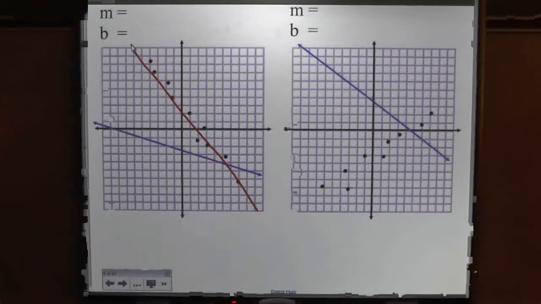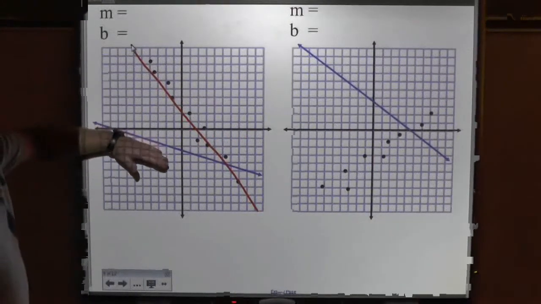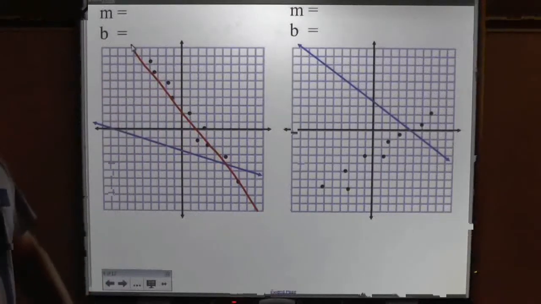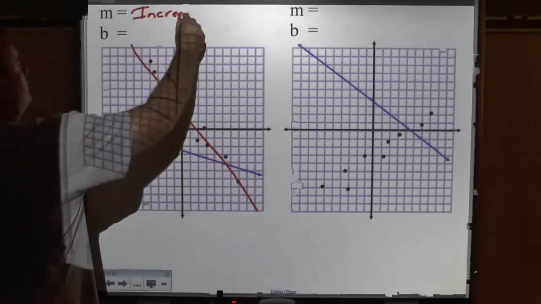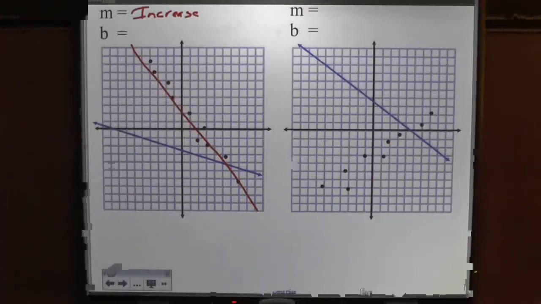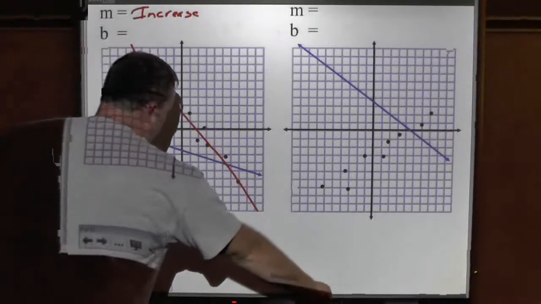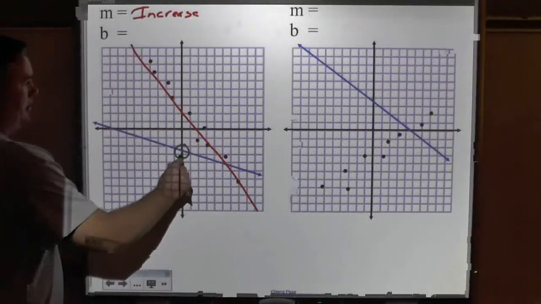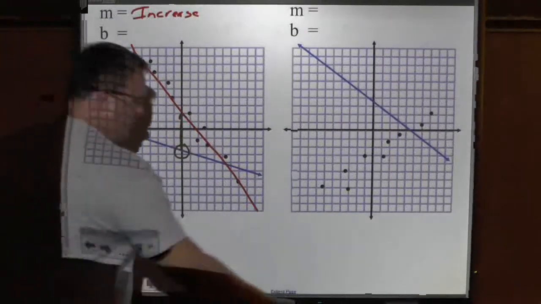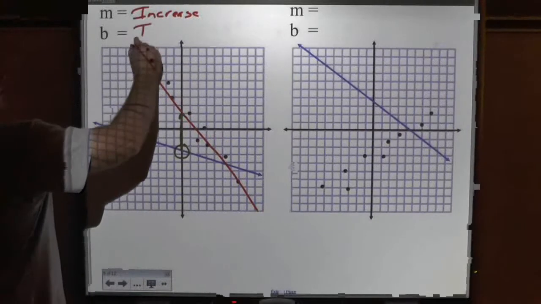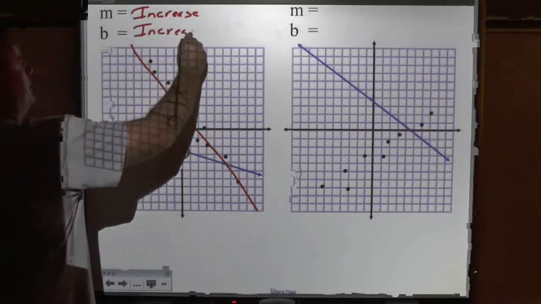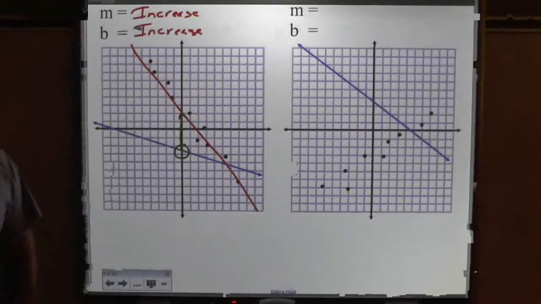First thing is the slope. The blue line is a lot less steep than my new line. So I need to make the line steeper. The only way to make it steeper is to increase the slope. So I'm going to increase the slope. Now the next thing is your y-intercept. This y-intercept is way down here. We need to move it up there. So to move a y-intercept up, you need to increase it. So you need to increase the y-intercept.